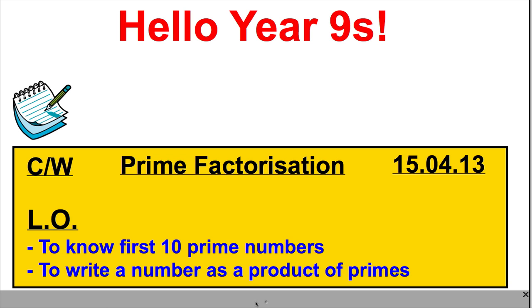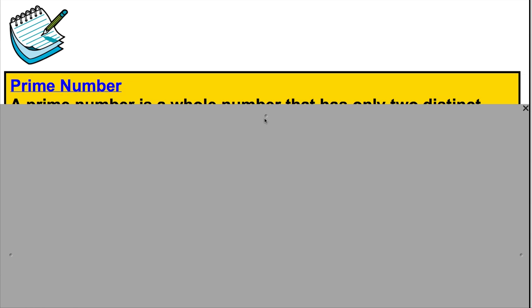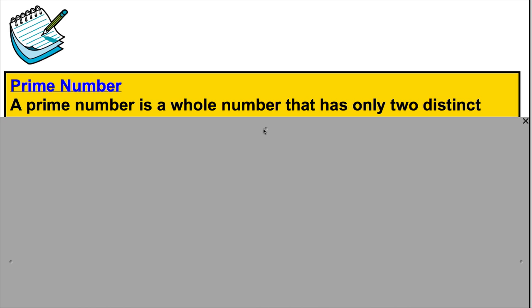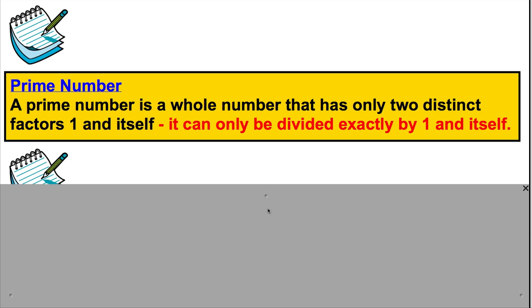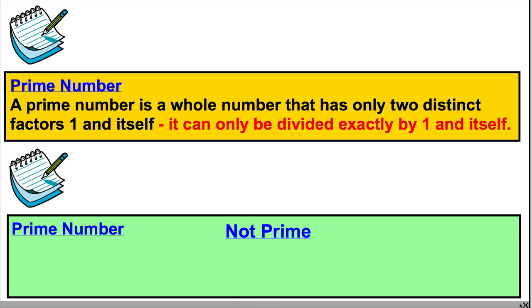Okay, to start with, let's obviously talk about what a prime number is. So, write this down, have a think for a second, see if you can remember what a prime number is. And this is what it turns out to be. A prime number is a whole number that has only two distinct factors, one and itself. And that means it can only be divided exactly by the numbers 1 and itself. Now, if that doesn't make sense to you, we're going to write some examples down here, so this might help you understand it.